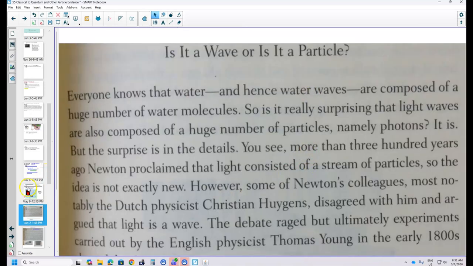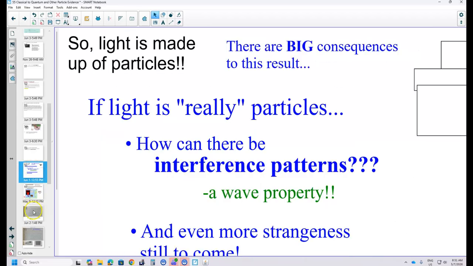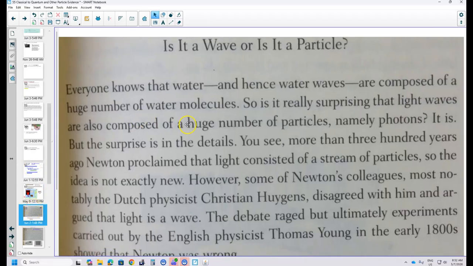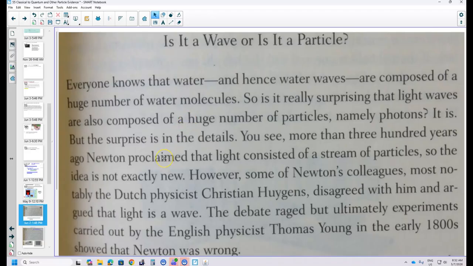So this idea of wave and particle duality, or really wave-particle duality, is coming up more in the next lesson. Is it a wave or is it a particle? That's what we're looking at. So I'll just read from here again. Everyone knows that water, and hence water waves, are composed of a huge number of water molecules. So is it really surprising that light waves, which are composed of a huge number of particles, namely photons, can have wave properties as well? Well, it is, but the surprise is in the details.